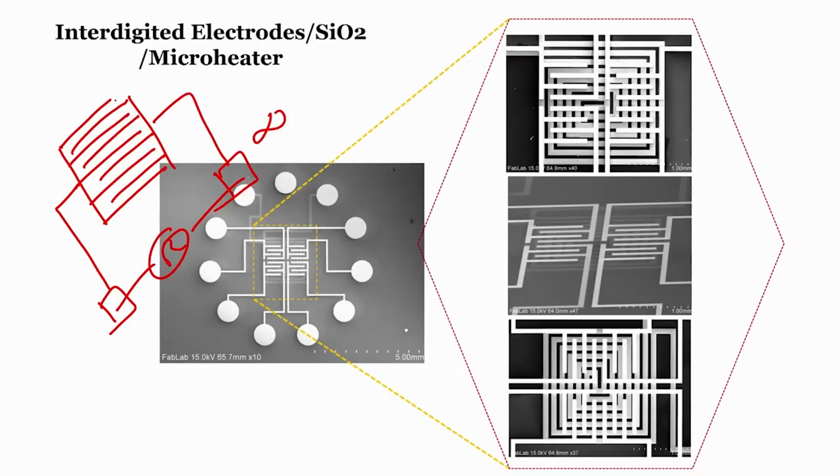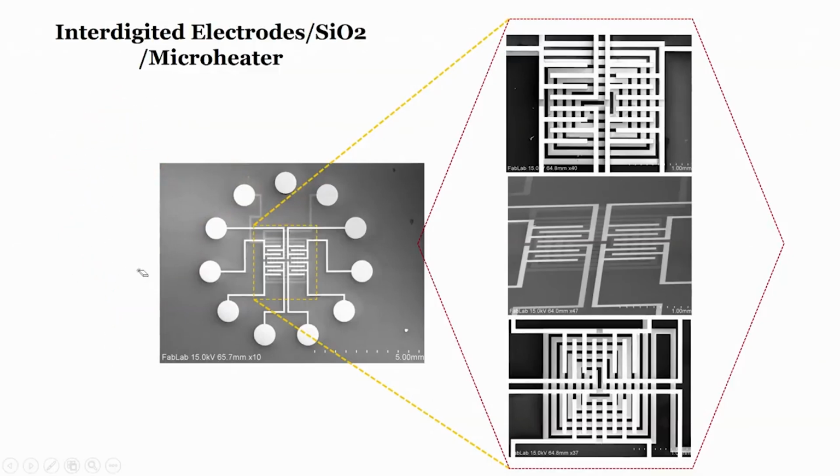But if I deposit any material on this, then I can see the change in the resistance. So, these are the electrodes that are used to measure the change in resistance or impedance of the material.